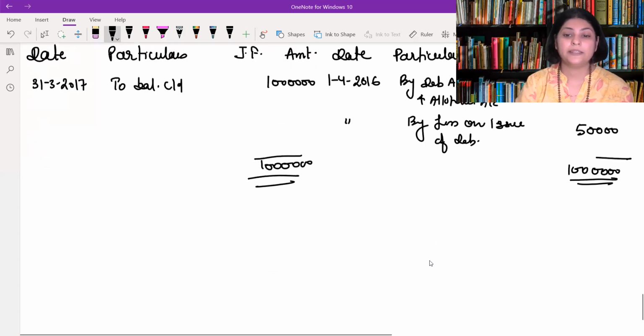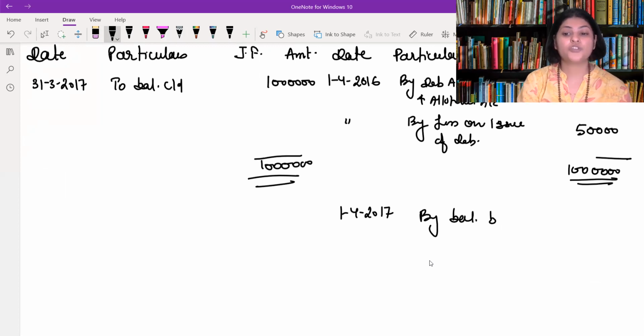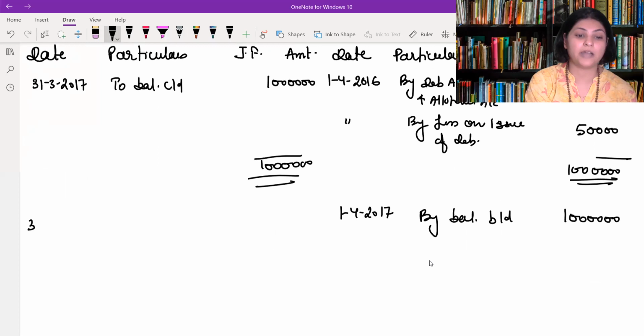Now, in the next year, on 1st April 2017, you are going to copy down the balance first of all. So balance brought down is 10 lakh rupees. So you have written over here 10 lakh rupees.